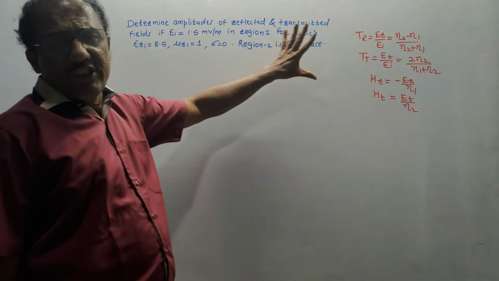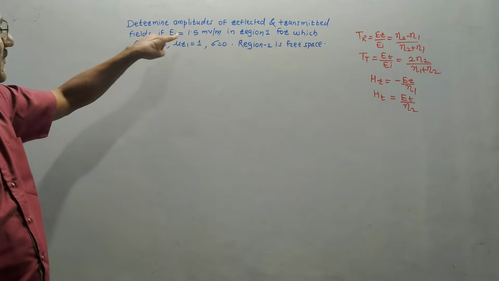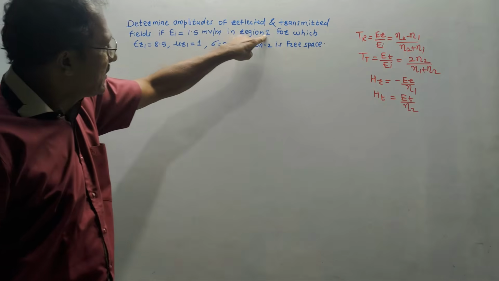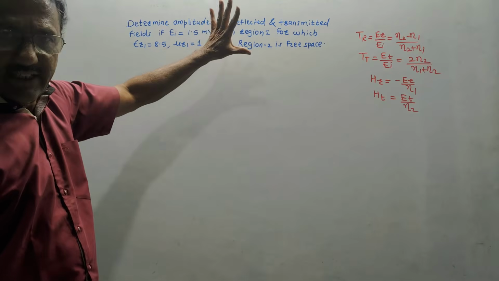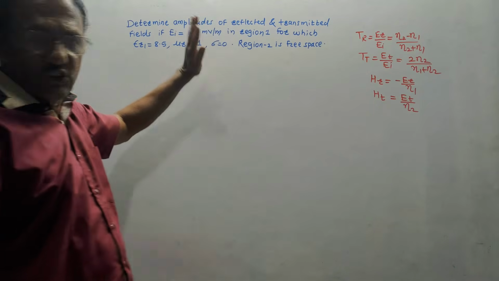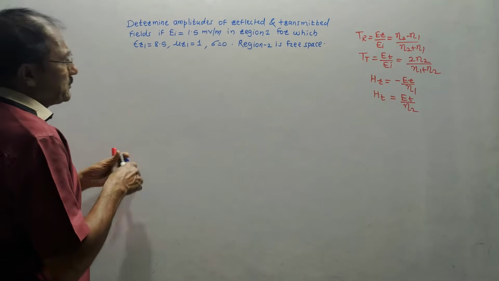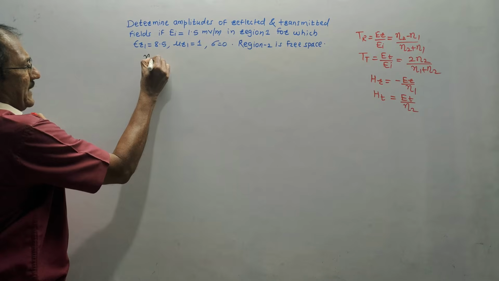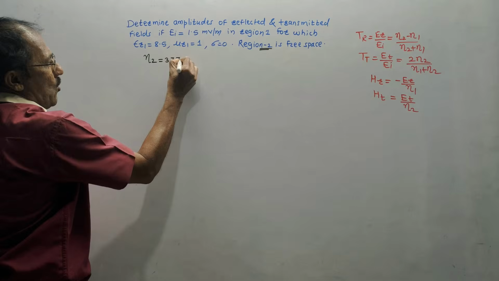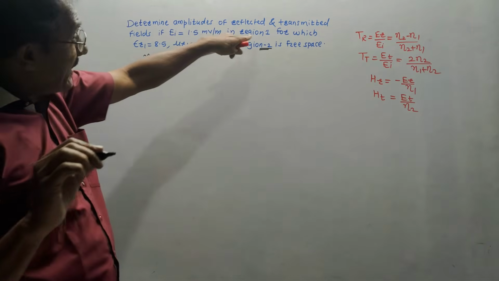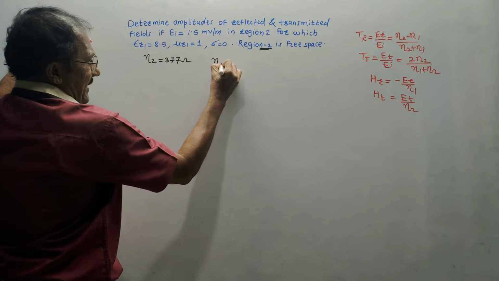Now next type of variation in such numericals is determine amplitudes of reflected and transmitted fields if EI is given, like the last question. In region 1, epsilon or mu or 1 is given, sigma is given. Sigma is conductivity. As such, conductivity is not required in such numericals. And region 2 is free space. Do remember, region 2 is free space and intrinsic impedance of free space, that is eta 2, is 377 ohm. This is the fixed value. But for region 1, the value of eta is different. I need to calculate this value of eta, that is eta 1.